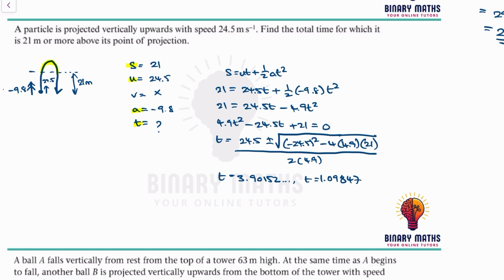So time in between, total time above 21 meters would be equal to 3.90152 take away 1.09847, which is equal to 2.80305, which when rounded to two significant figures is equal to 2.8 seconds.